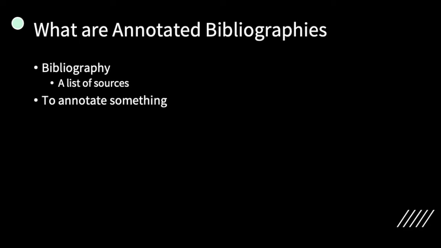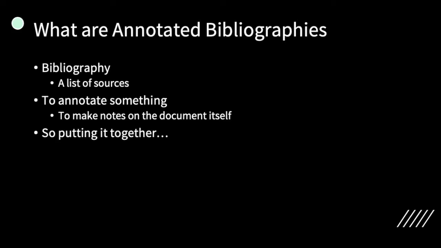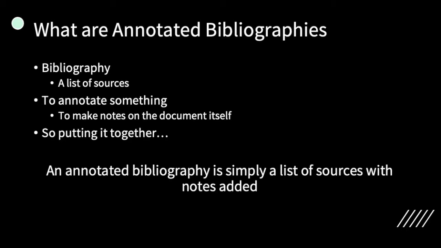And then think about, what does it mean to annotate something? The other word in the title of this assignment. Well, it may be a term that you're familiar with from high school, maybe not, but to annotate something simply means to make notes on the document itself, so you're writing things down on it. So to put it all together, an annotated bibliography is simply a list of sources with notes added.